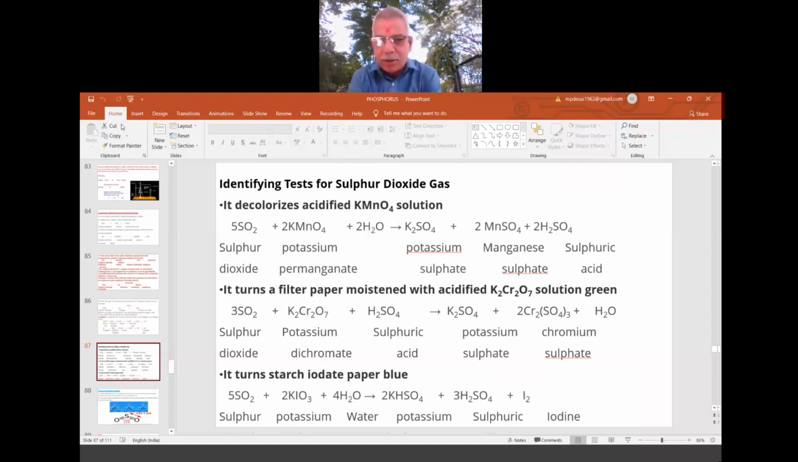Either you can bring filter paper dipped in the K2Cr2O7 or dipped in the KIO3. In the case of K2Cr2O7 it becomes green, whereas in the case of KIO3 it becomes blue. Most of the iodine compounds turn blue because the iodine color is what? It is violet or blue. That's why, due to the formation of iodine, we have that blue to violet shade. Okay, right.